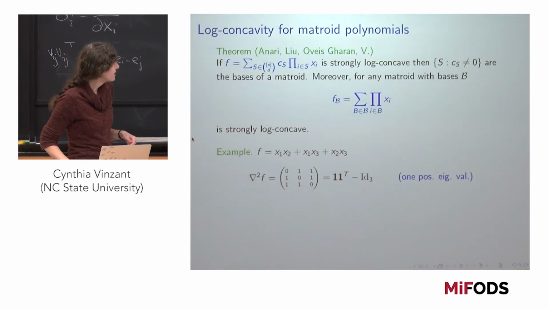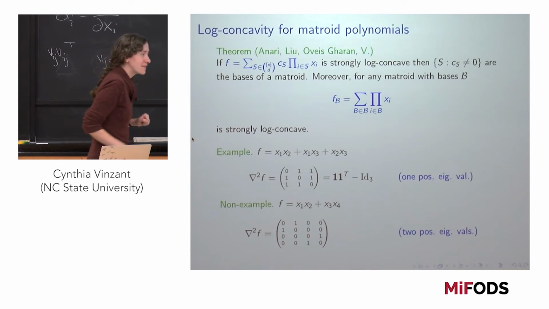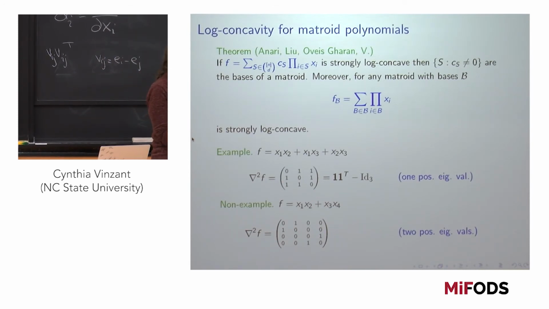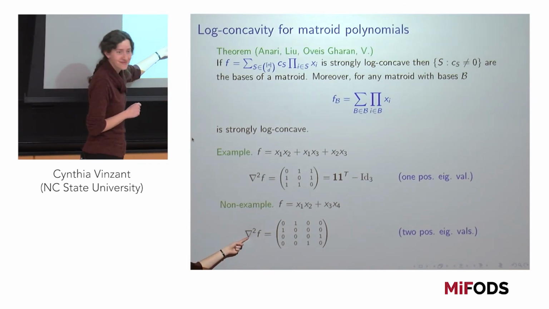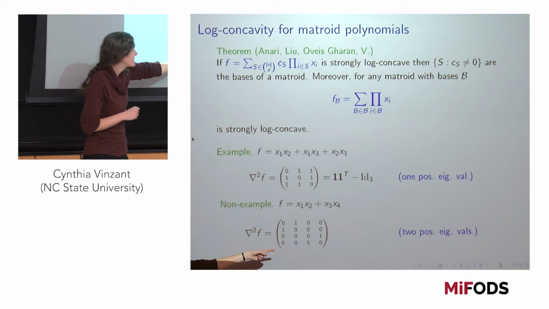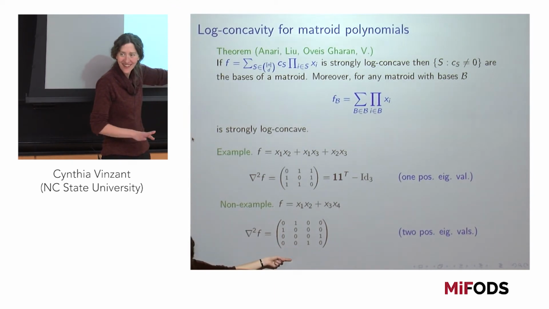So we already did this example. This is the basis generating polynomial for the matroid with bases 1 2, 1 3, and 2 3. It's log concave. You can check that if I have the subsets 1 2 and 3 4, they're not the bases of a matroid. If I take the Hessian of this little polynomial, I get something with 2 positive eigenvalues. So if I take a non-matroid, I get a non-log concave thing.